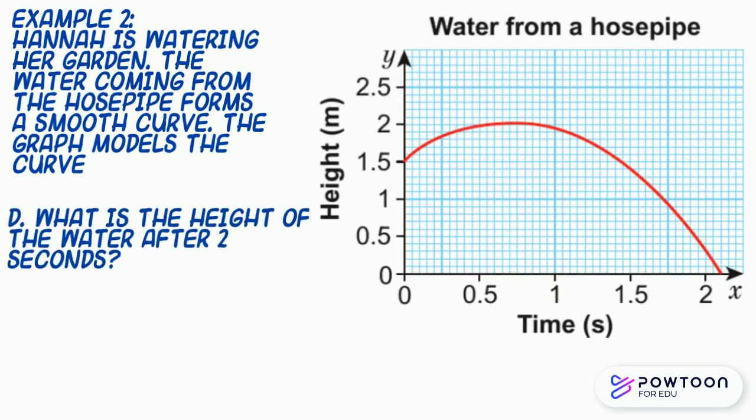In part D of this example, we want to know the height of the water after 2 seconds. So what you can do is say, well, 2 seconds is a value on the x-axis, so we're going to go from the 2 up until we hit our line. Then from there, it's just a matter of figuring out what the y value is at that part on the line. And in this case, it's about 0.3 meters.